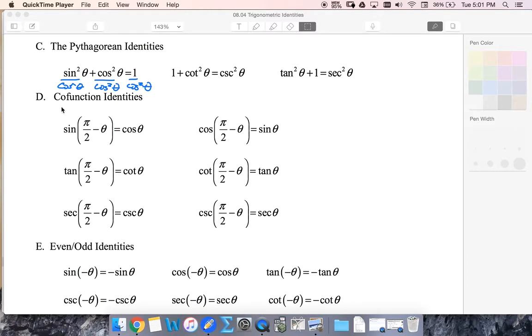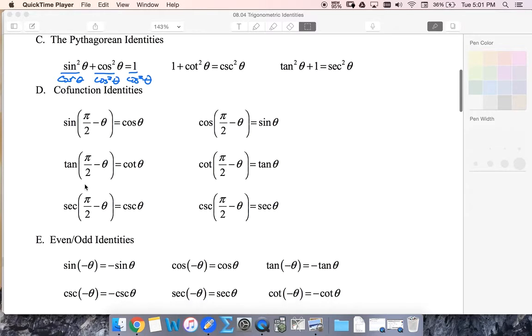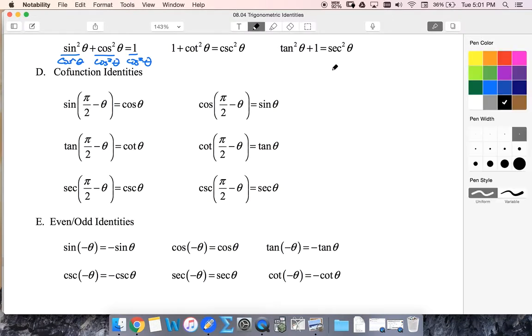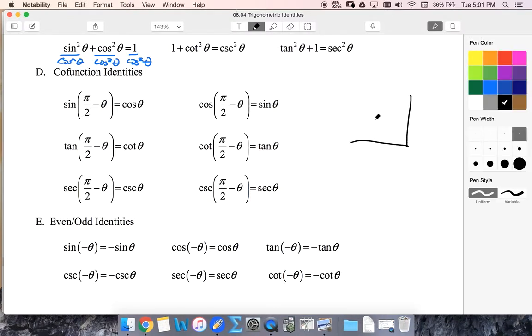Okay, so for these cofunction identities and the even-odd identities, these are not given in your formula booklet, but these are really easy to figure out thinking about the unit circle and thinking about triangles. So notice that if I have a right triangle, so if I have some angle here, theta, and this is my right angle, so in radians it's pi over 2.